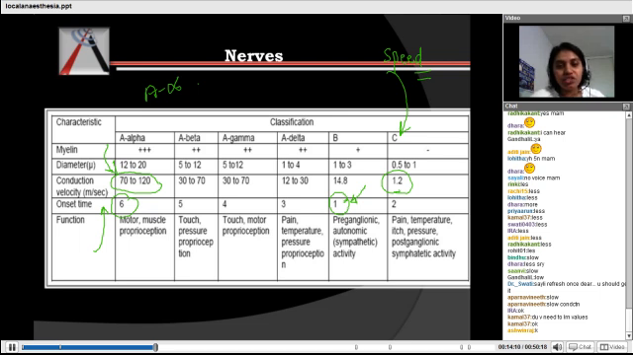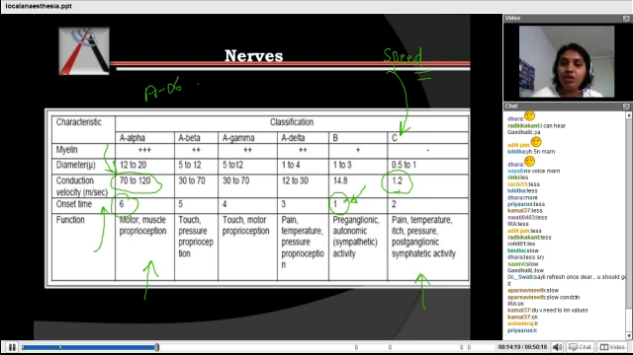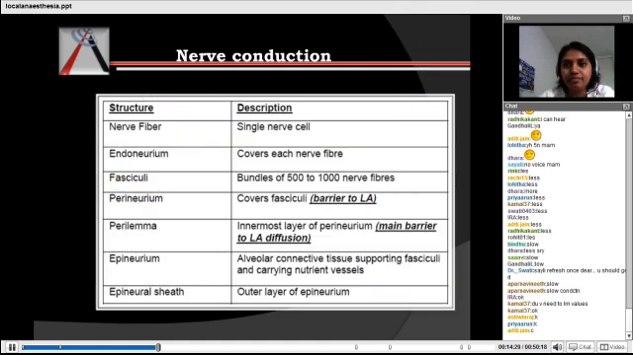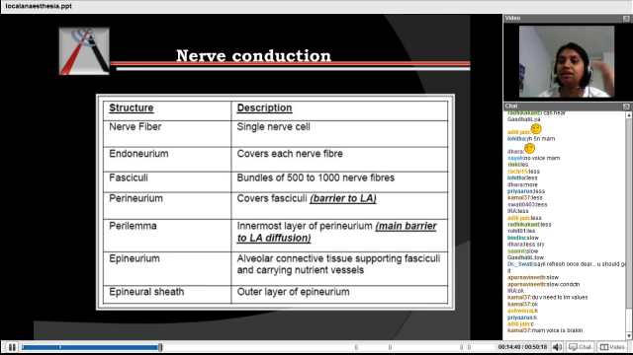Now when we talk about the function, the main thing you need to remember is the last one. Pain is typically carried by your C fibers, and your A alpha fibers carry the motor impulse and proprioception and all that. Now when we talk about nerve conduction, the structures and how they act as a barrier and carry the impulse is also important.